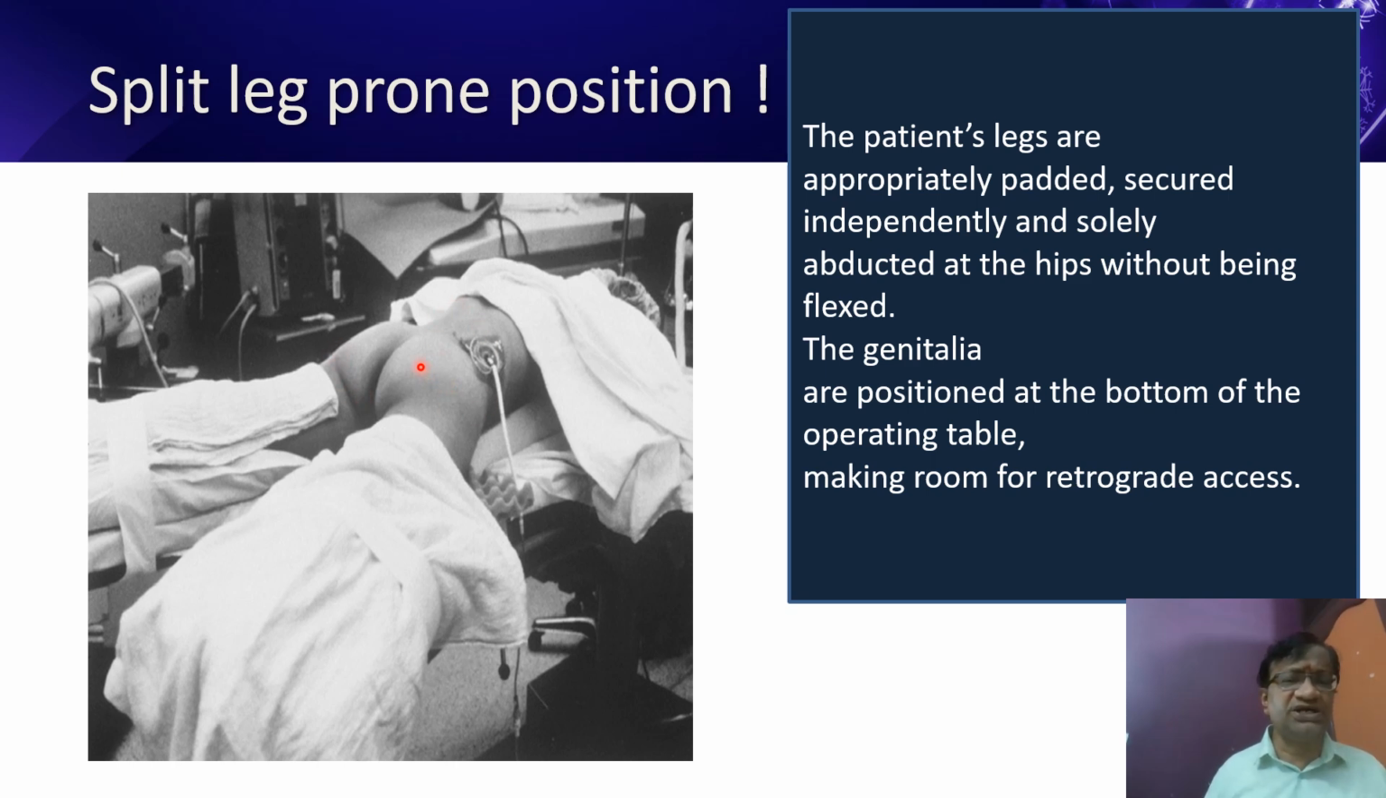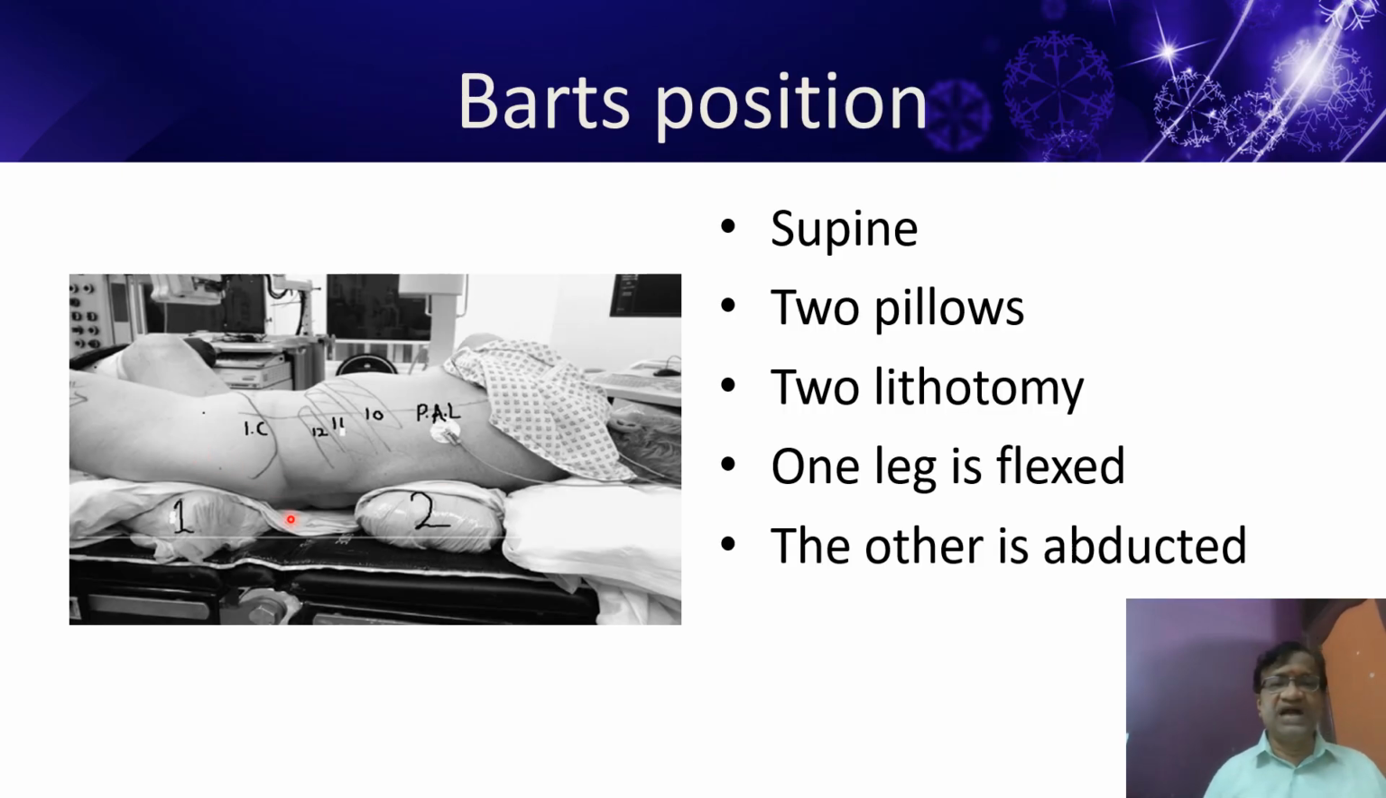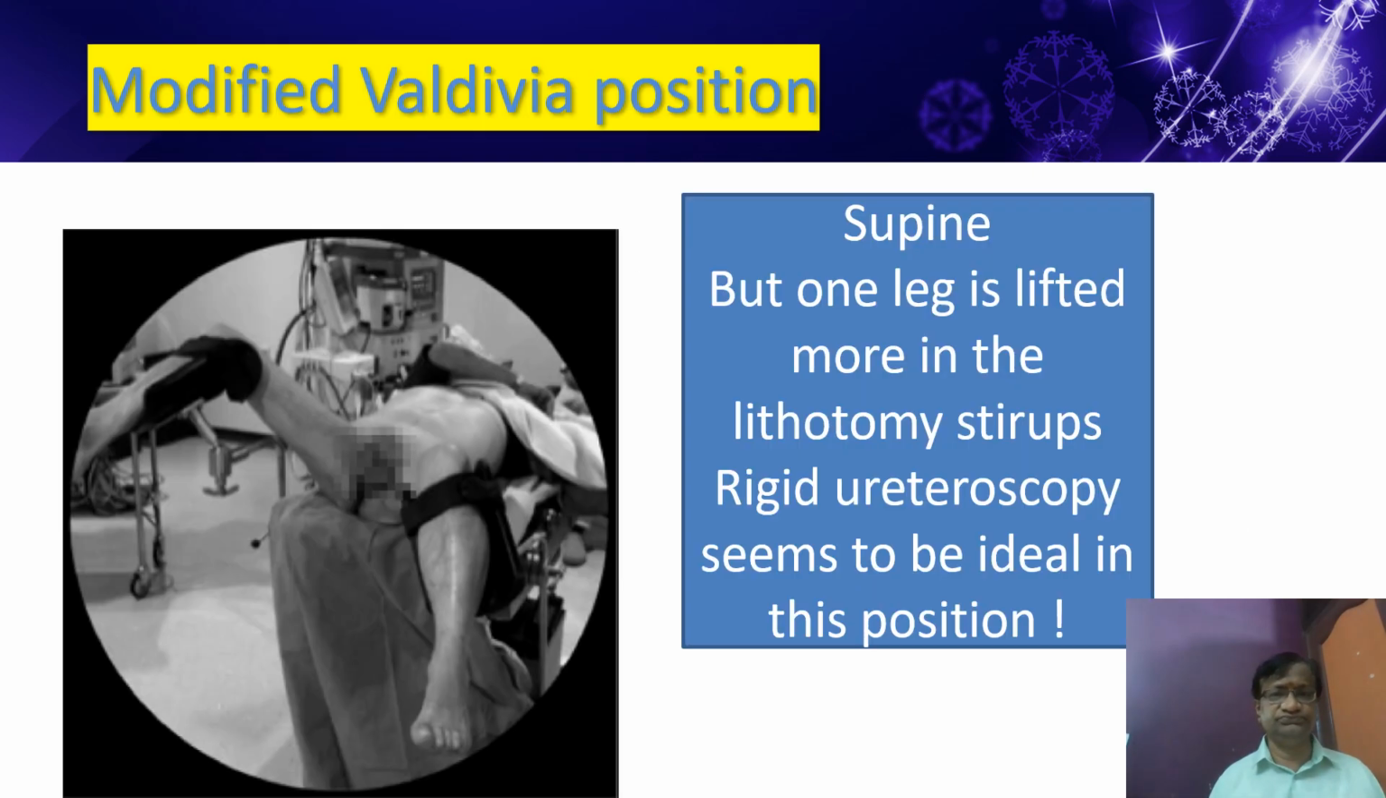There is one more position called the split leg position in prone. The legs are secured independently, and the genitalia are positioned at the bottom of the operating table, making room for retrograde access from here. That is the advantage of the split leg position. Sometimes we can take out the Foley and do something from here. Bart's position is two supine, two pillows, two lithotomies. One leg is flexed, another is abducted. This is the modified Valdivia position. Supine, one leg is lifted. Rigid ureteroscopy seems to be ideal in this position.